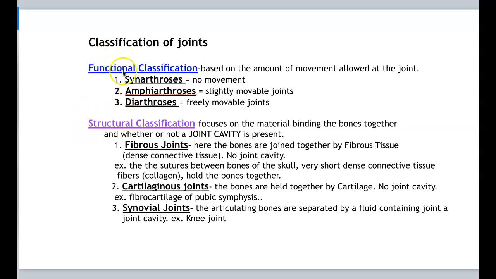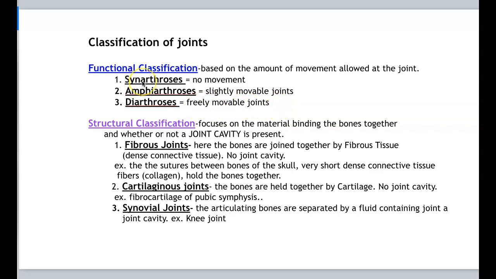Now, functional classification of joints is going to be based on the amount of movement that is allowed at that joint. If a joint is synarthrosis, it means it has no movement. It is immobile. If it is amphiarthrosis, it's a slightly movable joint. If it is diarthrosis, it's a freely movable joint.